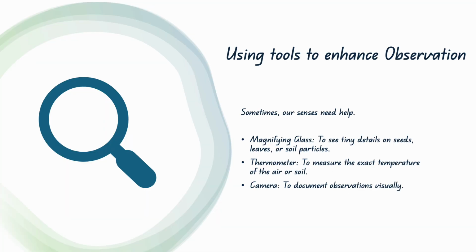Sometimes our senses need help. We will use tools like a magnifying glass to be able to see tiny details on things like seeds, leaves, or bits of soil. We will use a thermometer to measure the exact temperatures of the air and soil where we're keeping our pots. We will use a camera to take pictures to help us document our observations.